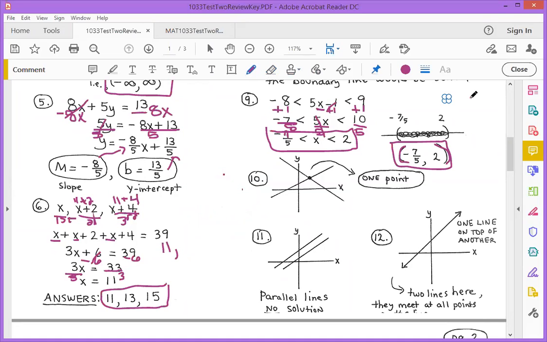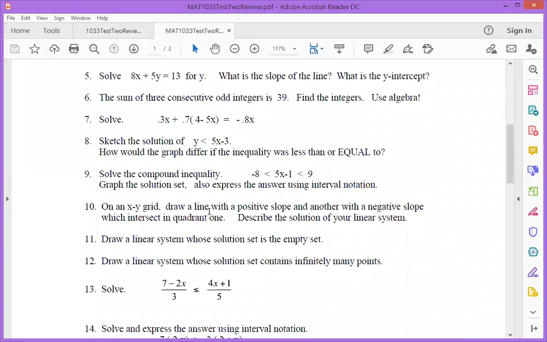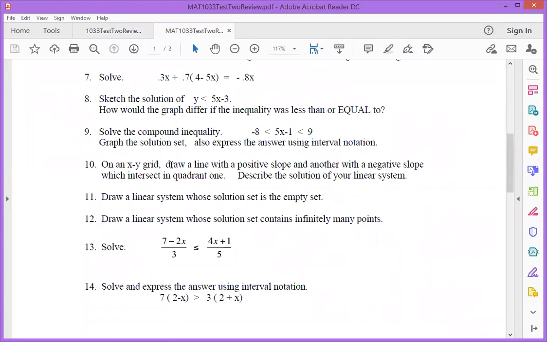All right, so example 10, we have on this XY grid, a coordinate plane. We're going to draw a line that has a positive slope and then another line that has a negative slope. And we're going to show that those two lines intersect in quadrant 1.